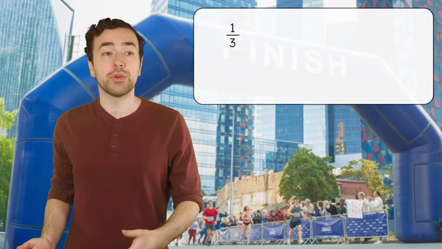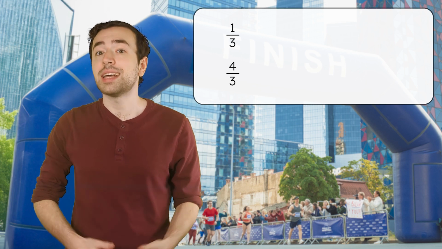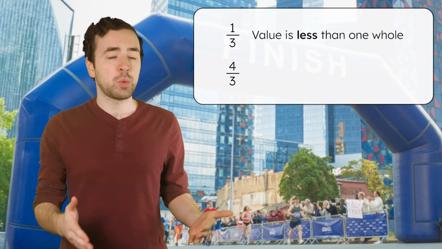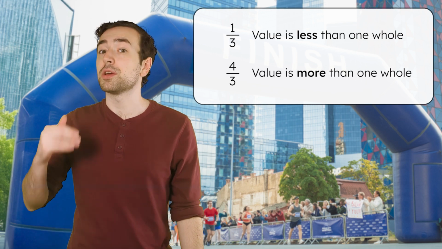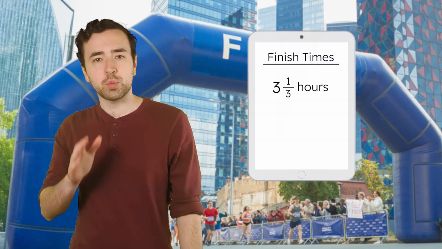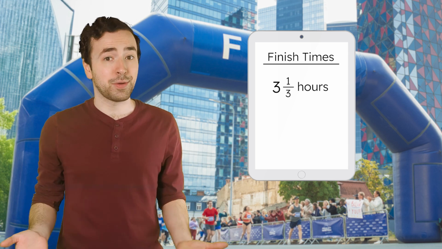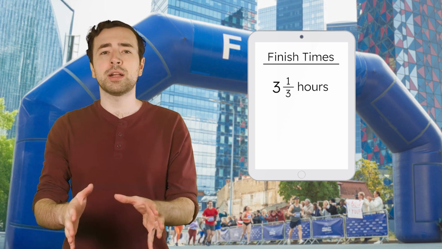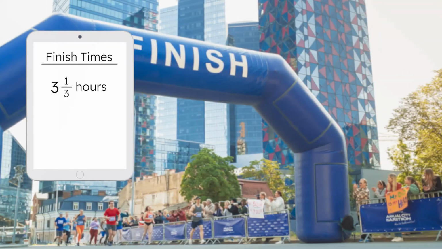We're already familiar with fractions like 1/3 or 4/3. A proper fraction, such as 1/3, has a value that is less than 1 whole, and improper fractions, like 4/3, represent more than 1 whole. But the runner's time of 3 1/3 hours isn't like either of those fractions. Let's draw a model to better understand what 3 1/3 means.